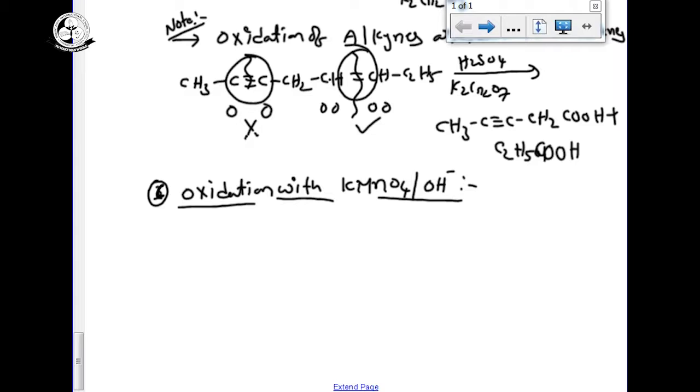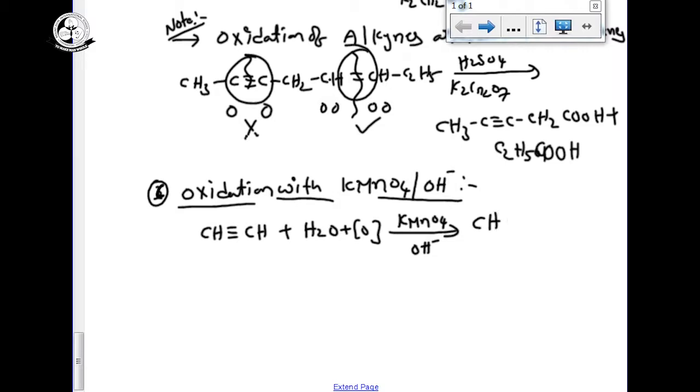Under mild conditions, potassium permanganate oxidizes alkenes into glycols. We already saw that alkene is converted to glycol, meaning we add oxygens on adjacent carbons. The same way we go for alkynes. Taking alkyne CH triple bond CH, I add H2O and O, but here I am using KMnO4 in presence of basic medium.